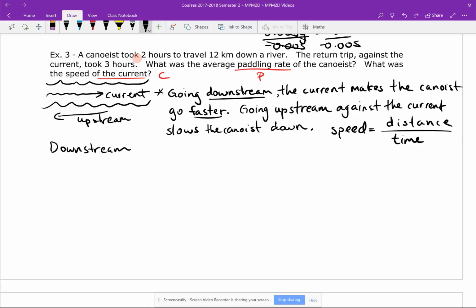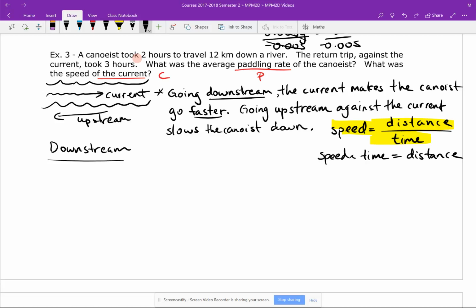What kind of formula can I create? I can create a formula with distance, so I'll rearrange this formula. If I want distance, I multiply both sides of my equation by time. So speed times time equals distance. If I can use that idea, then I can figure out something else. So what's the scenario downstream?